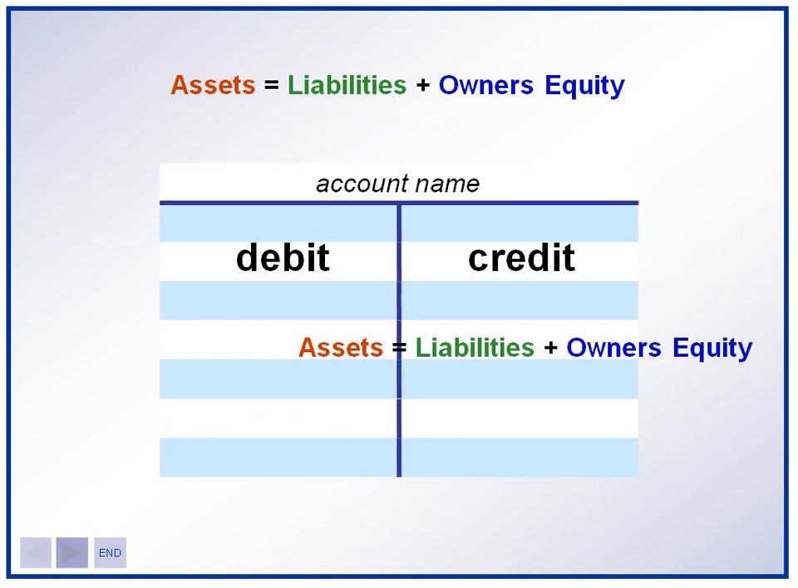When making journal entries, always keep in mind the basic accounting equation: assets equals liabilities plus owner's equity. Asset accounts have a debit balance. That means to increase an asset account, you make a debit entry, and to decrease an asset account, you make a credit entry. Liabilities and owner's equity accounts have a credit balance. To increase these accounts, a credit entry is made. To decrease these accounts, a debit entry is made.